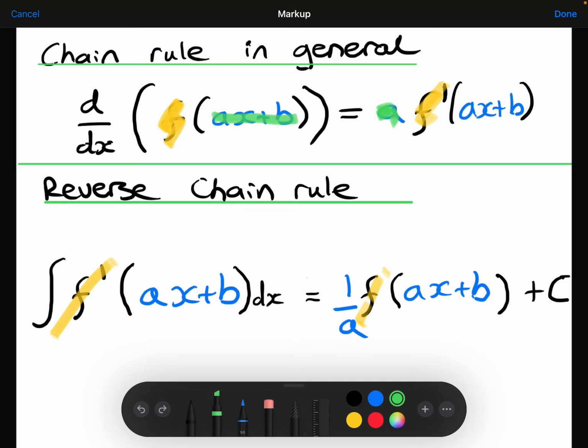So just to repeat again, I'm going to integrate the outside function. Whatever the function is, I'm going to integrate it. My f dash is going to become f. So integrate the outside function and divide by the a.